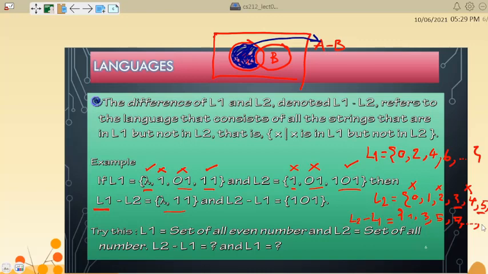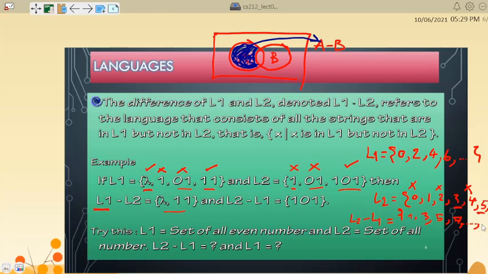If we say L2 minus L1, all of this is L2 minus L1. 0 is in L2 and also in L1, so we don't take this one. 1 is in L2 but not in L1, so then we take 1. 2 is in L2 but also in L1, so now we don't take 2.